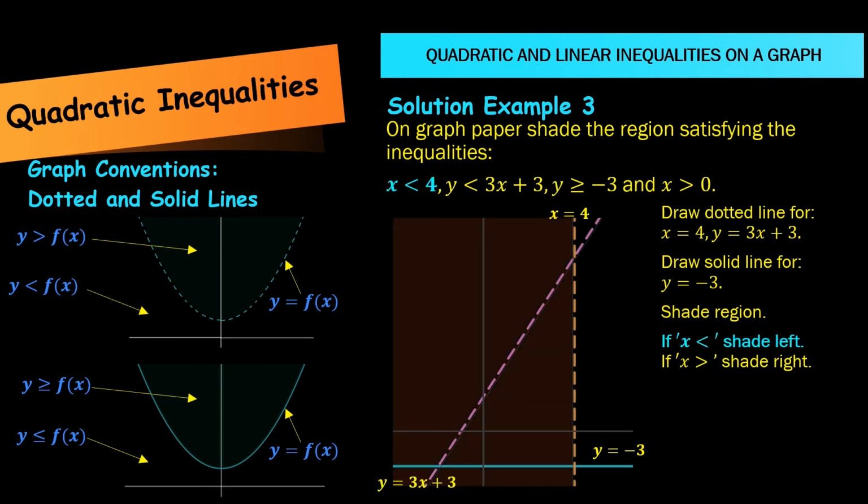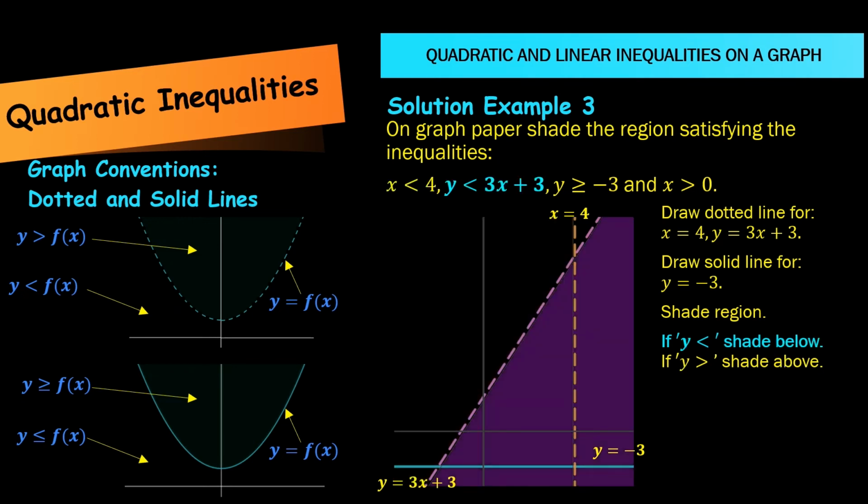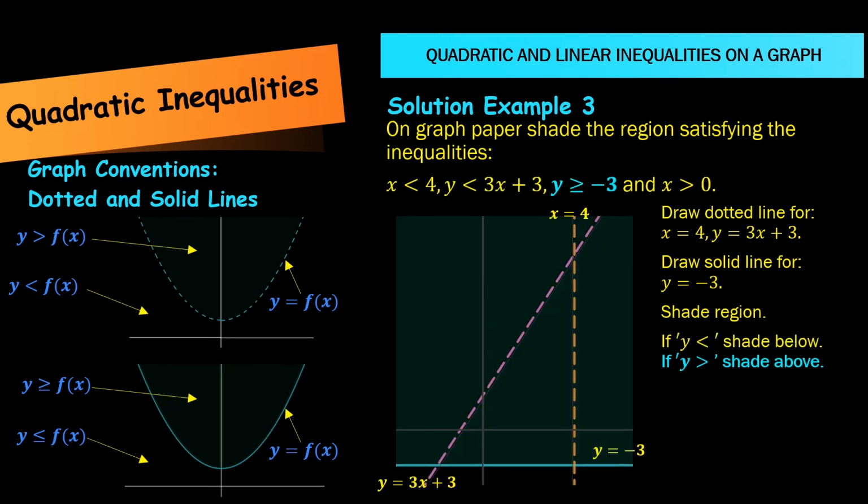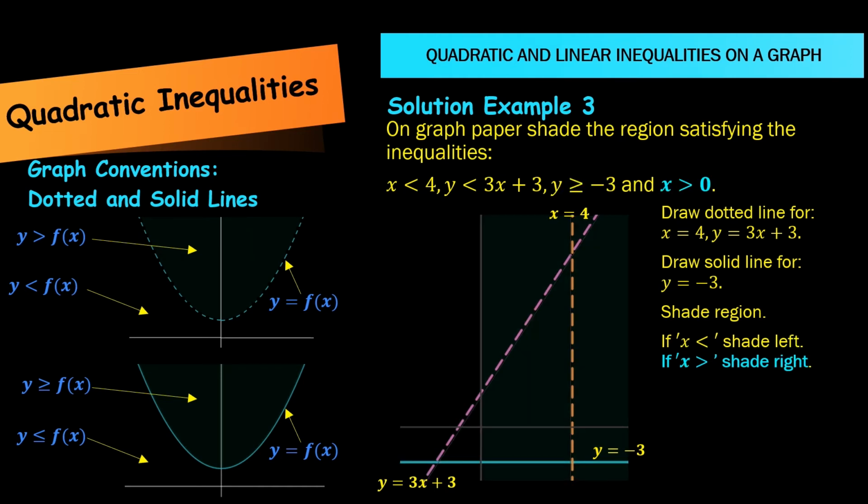So in this example, where x is less than 4, we have x less than 4 is shaded to the left of the line x equals 4. And going back to y, we have y less than 3x plus 3, so we shade below the line y equals 3x plus 3. So y greater than or equal to minus 3, and we've shaded above the line. And finally, for the region x greater than 0, we're going to shade to the right of the line x equals 0.